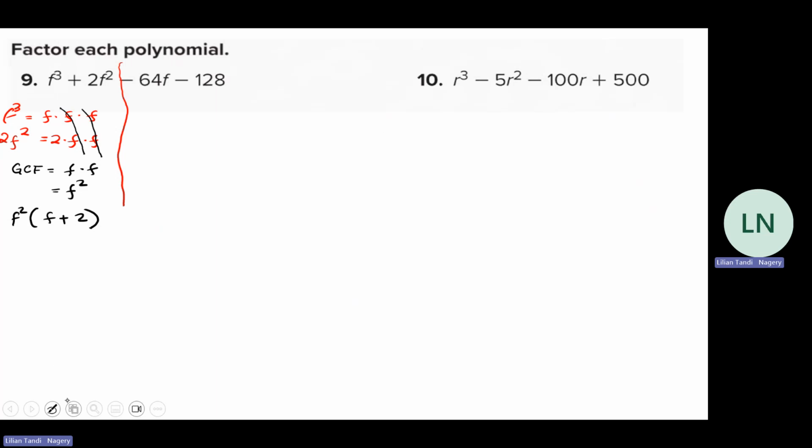Okay. And then on this other side, we need to do for negative 64f and negative 128. So you prime factorize this. This becomes negative 1, 2 times 2 times 2 times 2 times 2 times another 2. Because 8 times 8, this is 8 and this is 8. And then times f. And then this one will be negative 1 times 2.